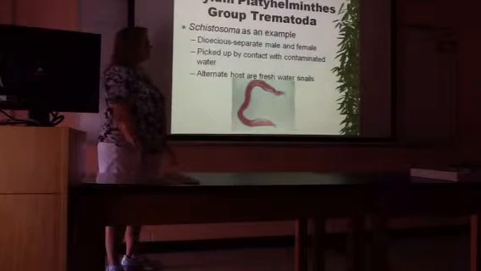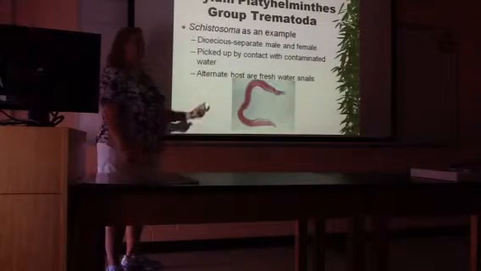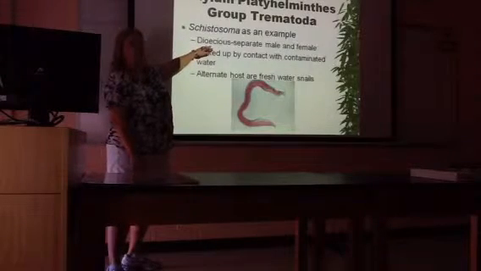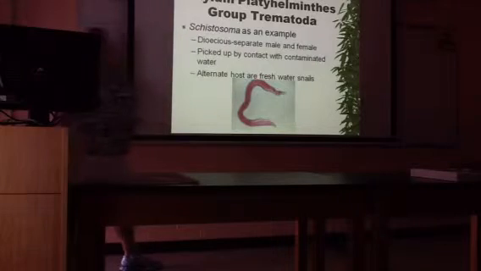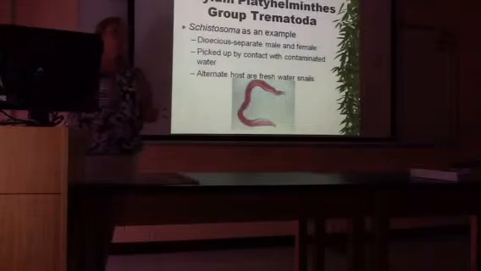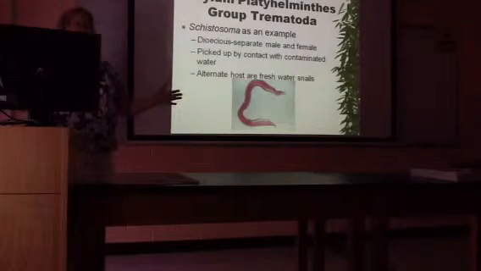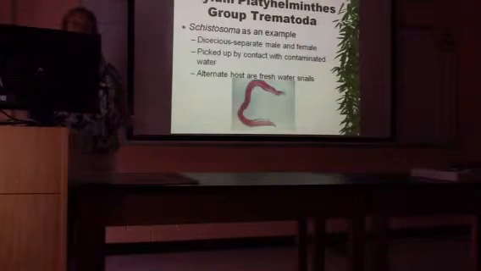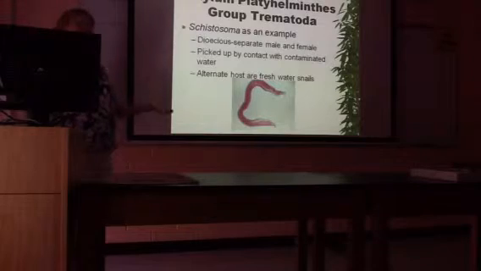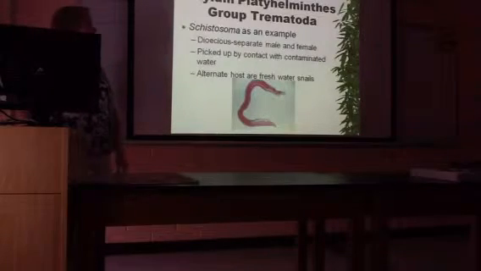Schistosoma is an example, and this worm is a little bit different. It's dioecious, where most of them are monoecious, right from the last slide. This particular one is dioecious. Di means two, so two separate worms. One's male, one's female. Just like us, we're dioecious as humans. We have separate male and separate female people. They have separate male and separate female worms.